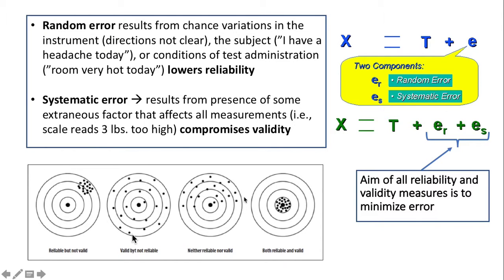And then you can have something that's valid, but it's not reliable, meaning their scores are all over the place. Every time you repeat it, it's not repeatable. You cannot reproduce it. And then you can have something that's neither one. What we're really shooting for is something that's both reliable and valid. So an aim of all reliability and validity measures is to eliminate or minimize as much of that error as possible.